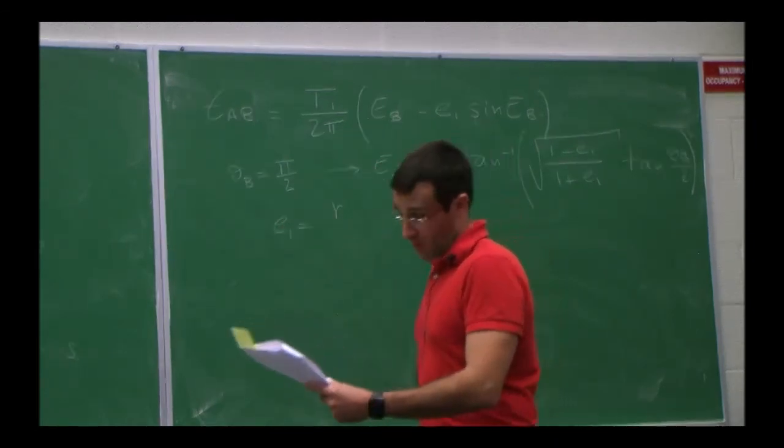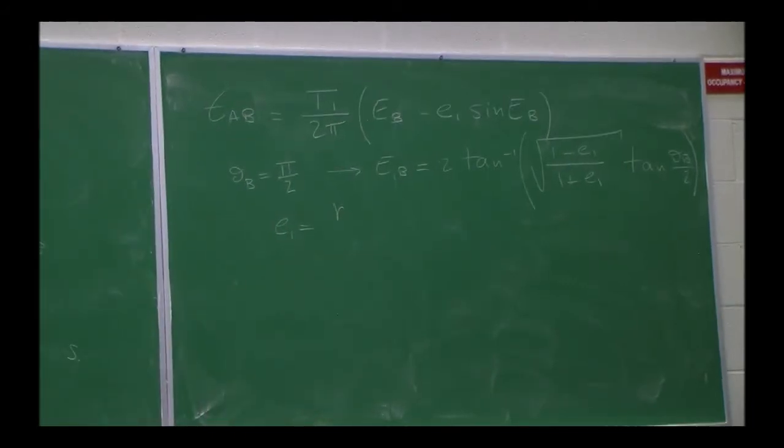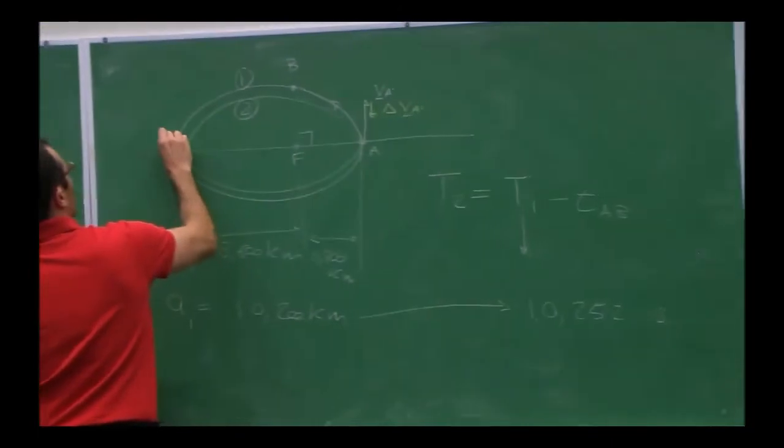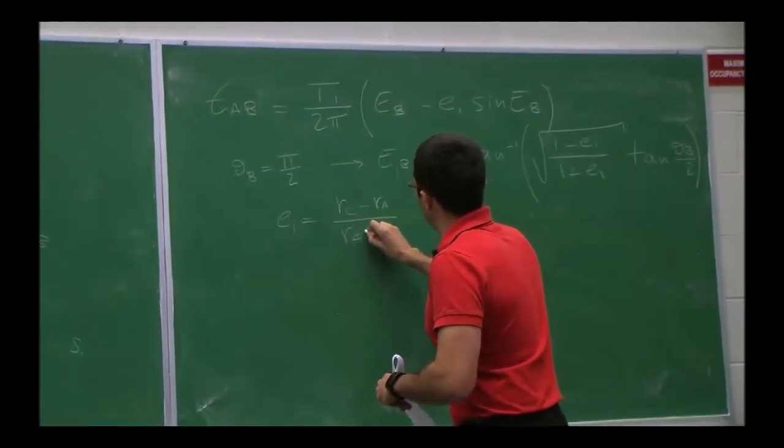Should I give a name to that? Probably. Let's call this C. So C is the apogee. It's RC minus RA over RC plus RA.